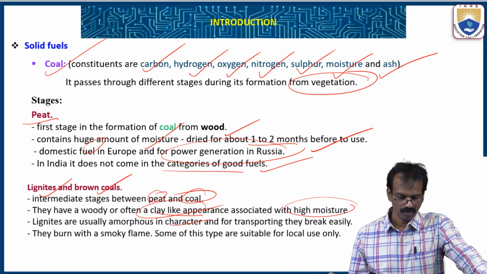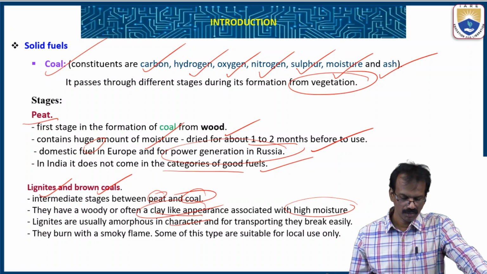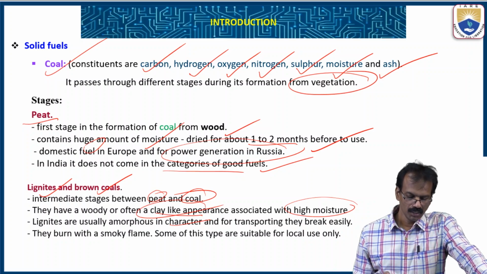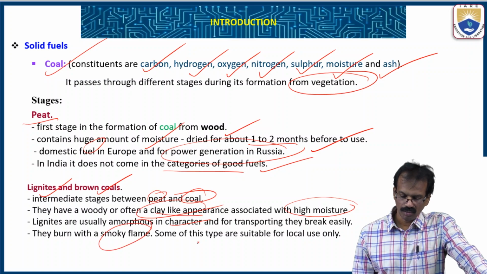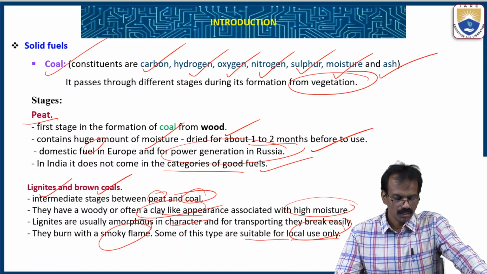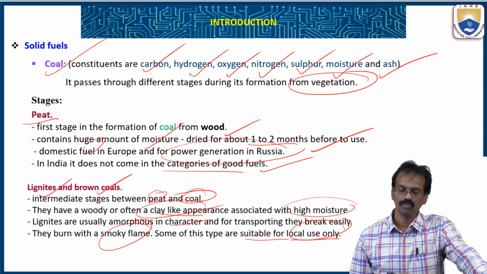The size of these coals will be decreased for transporting from one place to another place. They burn with a smoky flame, and some of this type are suitable for local uses also. So this type of coals are lignites and brown coals.